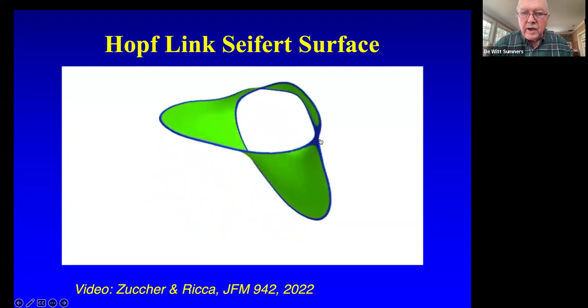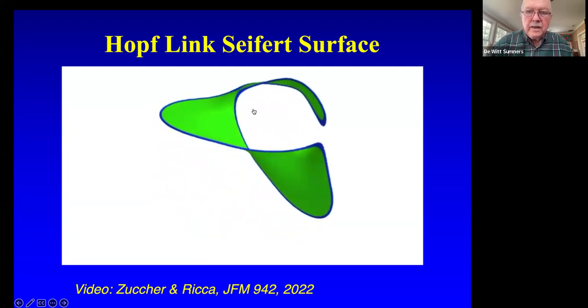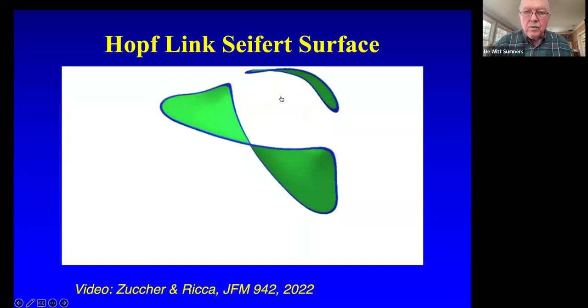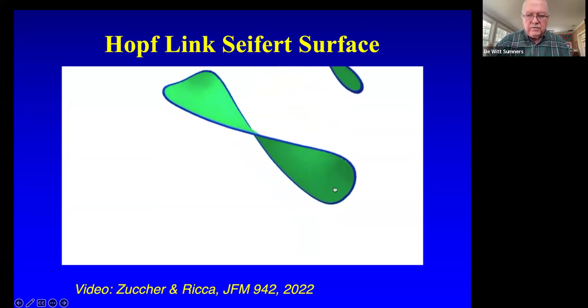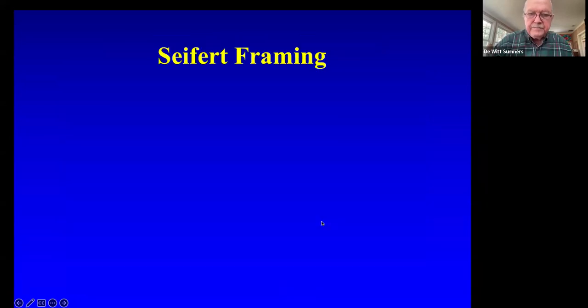So it happens kind of right here. There's the reconnection event, and now you have a single circle and a disk bounding it. And you're going to see another reconnection event here where two circles are now produced. And then it does it again to give you three circles, I believe.